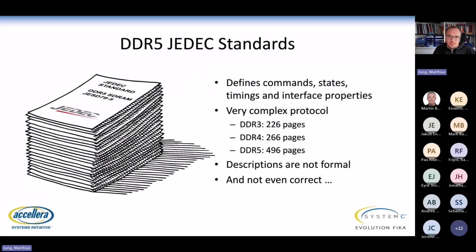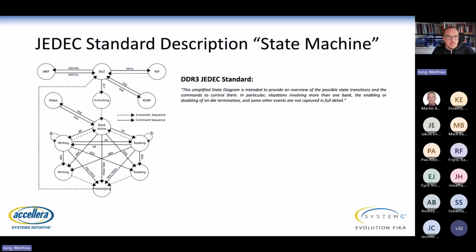And these descriptions in the standards are not really formal. It's just sketches, pictures, and graphs. And they are not even correct. I just want to give you a brief example. This is the state machine that describes the protocol. And JEDEC even says, okay, this is a simplified state diagram intended to provide an overview of the possible state transitions and the commands to control them. But it's only for one bank, and more stuff is not captured in full detail. So that's not really helpful.